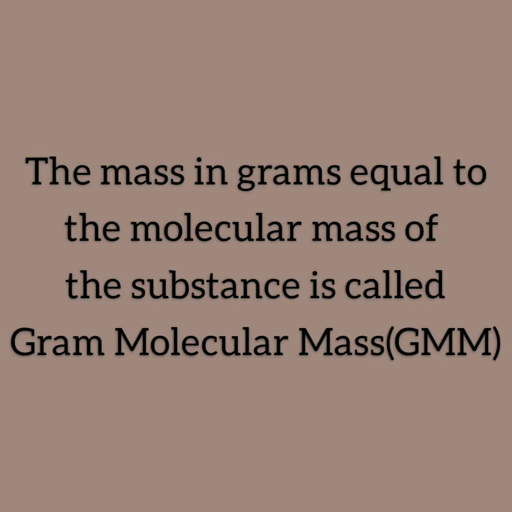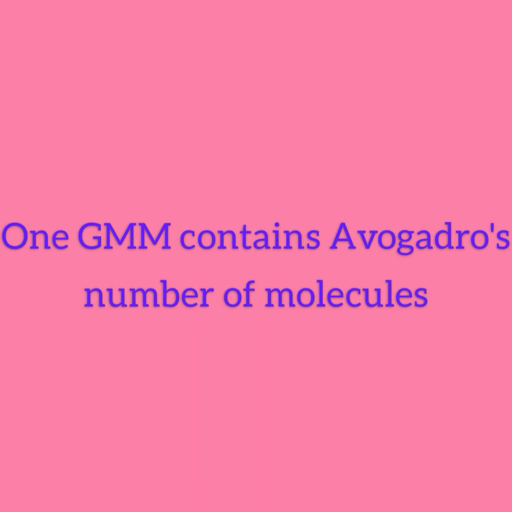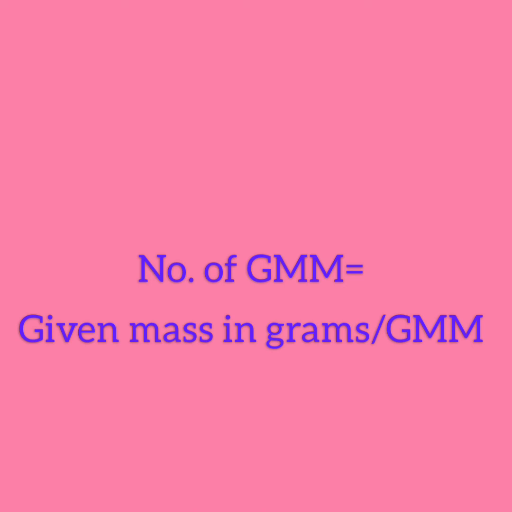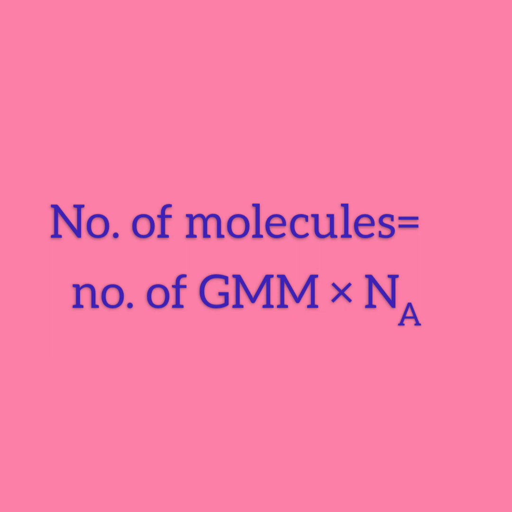In the same way, the mass in grams equal to the molecular mass of the substance is called the gram molecular mass (GMM) of that substance. Just like in the case of GAM, 1 GMM also contains Avogadro number of particles. So 1 GMM is equal to Avogadro number of molecules. And just like we found the number of GAMs, we can find the number of GMM as given mass in grams divided by GMM, and GMM is equal to molecular mass in grams. So the number of molecules is equal to the number of GMM into Avogadro's number.